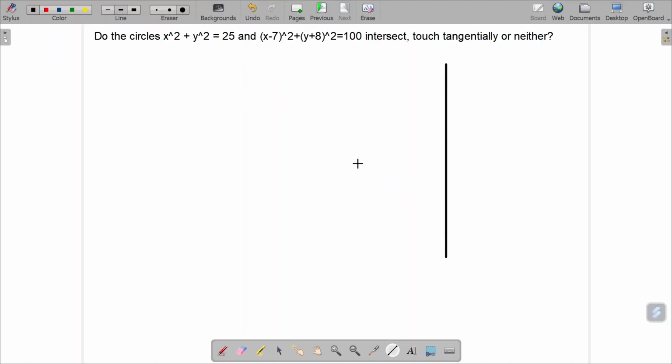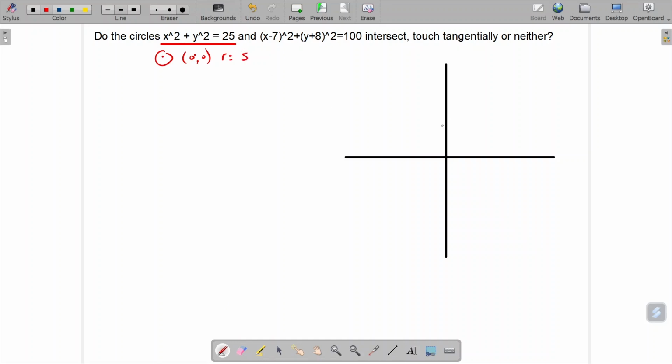And so what I want to do here quickly is look at how to solve this particular example. So let's have a look. As always, I'd encourage you to draw a drawing. We know that the one circle is centered at the origin with a radius of 5.